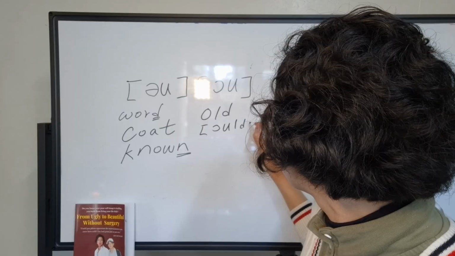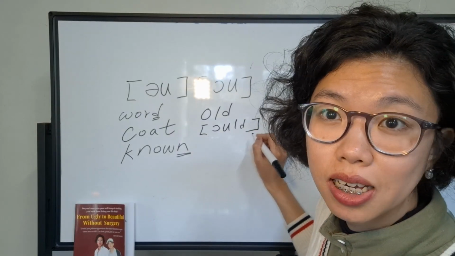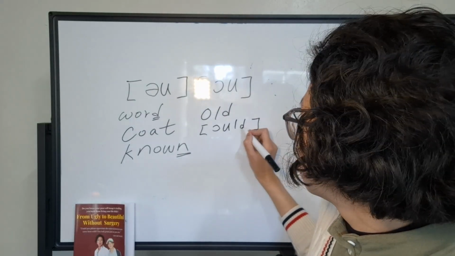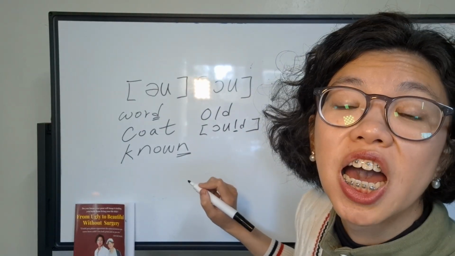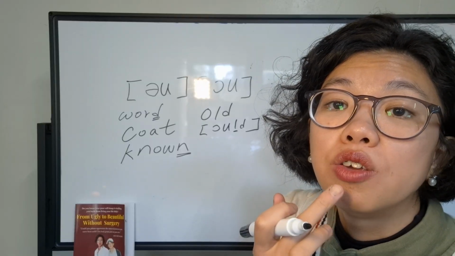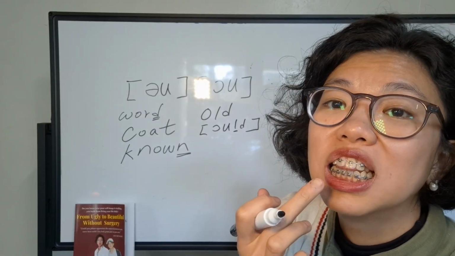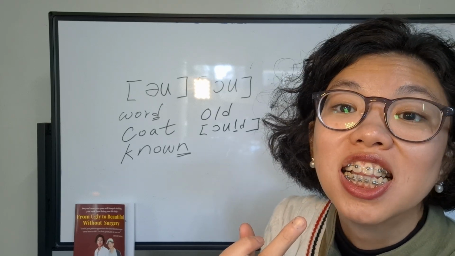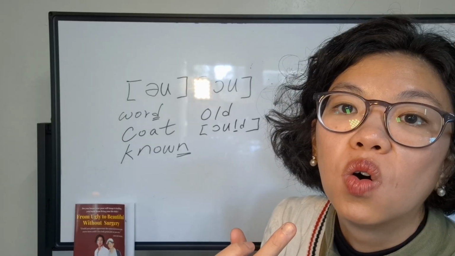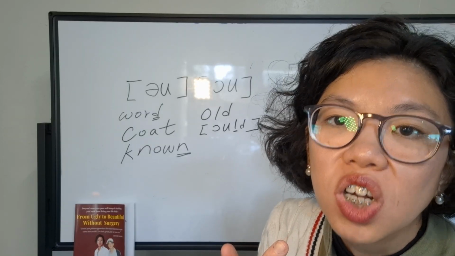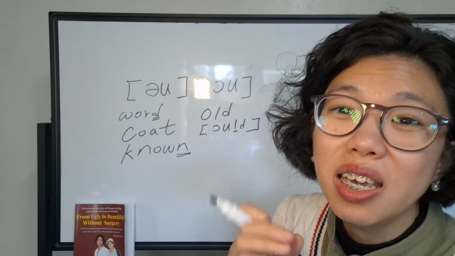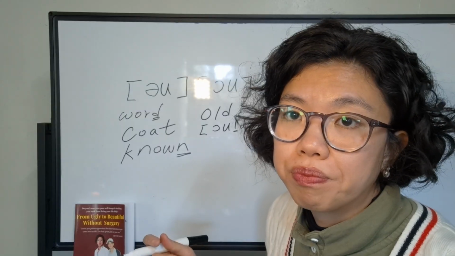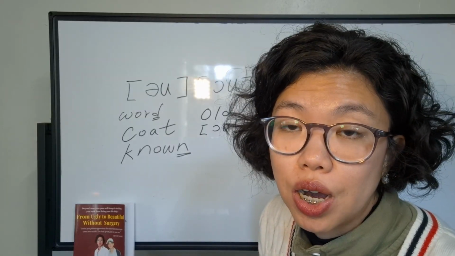Old, old, old. Yeah. So this is the IPA. Okay. So you can see, old. You have to pronounce L, L, L. You need to press your tongue tip behind your front teeth hard. Old, old, old. Okay, press it hard.